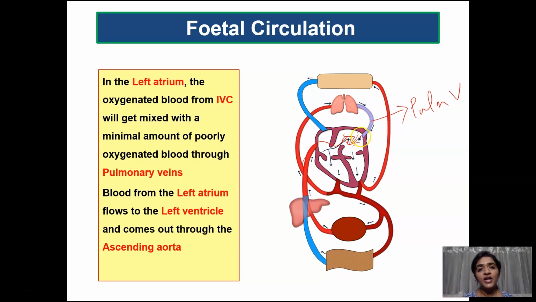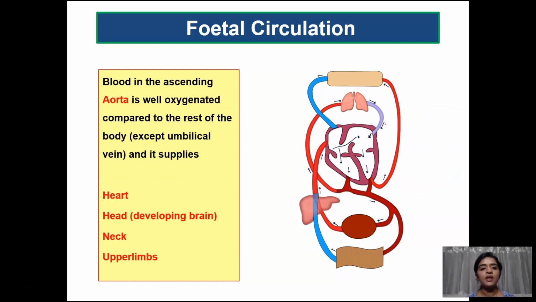Now, what will happen to the blood in the left atrium? It will enter into the left ventricle and come out through the ascending aorta. Okay. So from the left atrium, it will pass into the left ventricle, and from the left ventricle, it will ascend up through the ascending aorta.